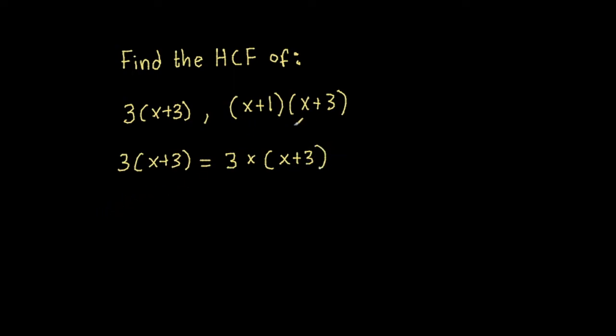Right, now let's go to this second algebraic product. So this is x plus 1 all multiplied by x plus 3. So do we know what x plus 1 is? No, we don't. And that's because we don't know what x is. So we're just going to leave it as it is. So x plus 1 times, and the same thing goes for x plus 3. We don't really know what it is. So we're just going to leave it.